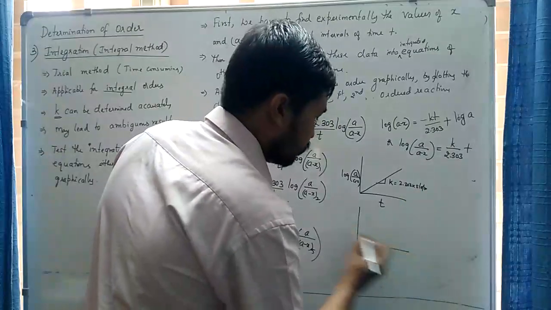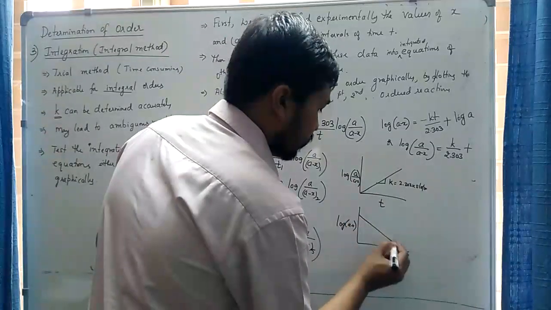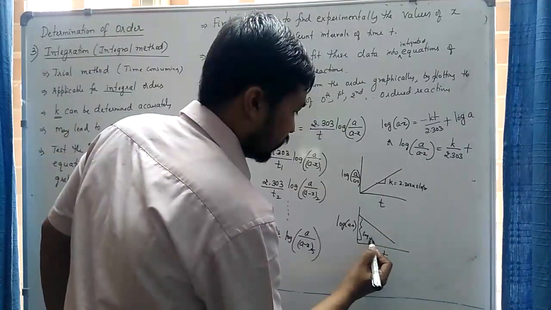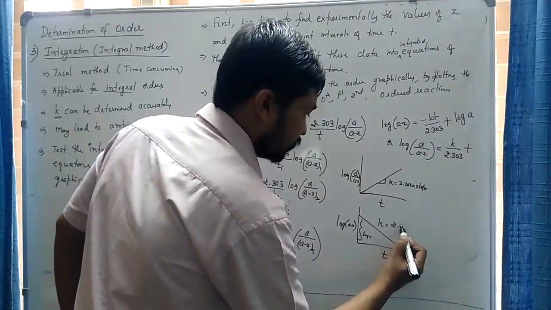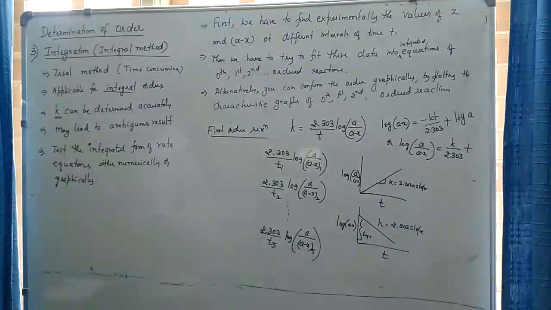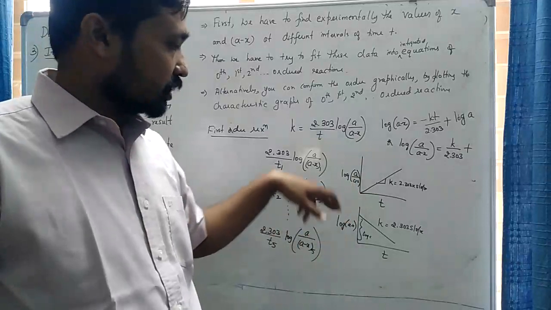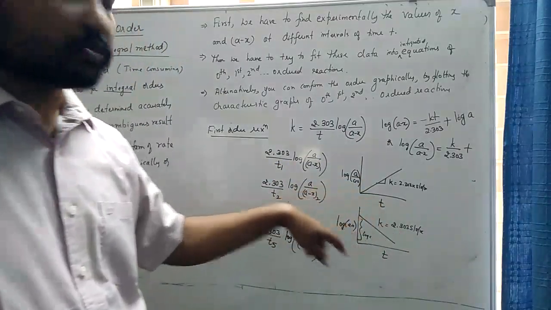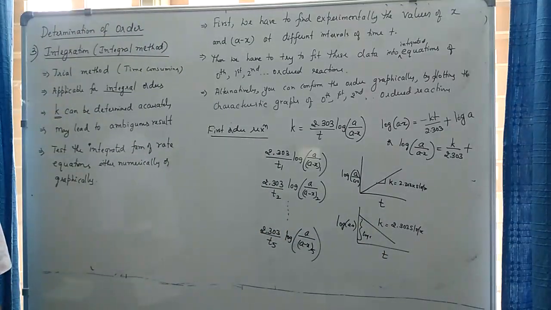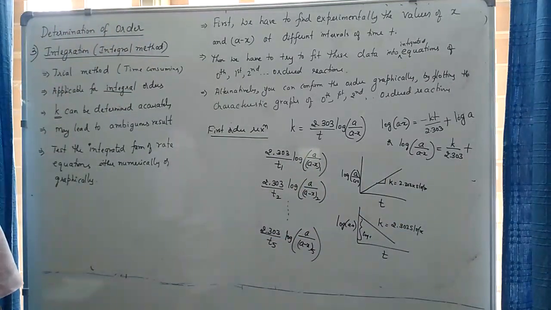Or alternatively, you can plot log of a minus x versus t. It will be a straight line with negative slope and definite intercept. The intercept gives log a, and from the magnitude of the slope, we get k is equal to 2.303 into slope. So if you get this characteristic graph, a straight line passing through origin in the first case, or a straight line with negative slope and definite intercept for log of a minus x versus t, it clearly indicates that it is a first order reaction. So in either approach you can find out both the rate constant as well as the order of the reaction.